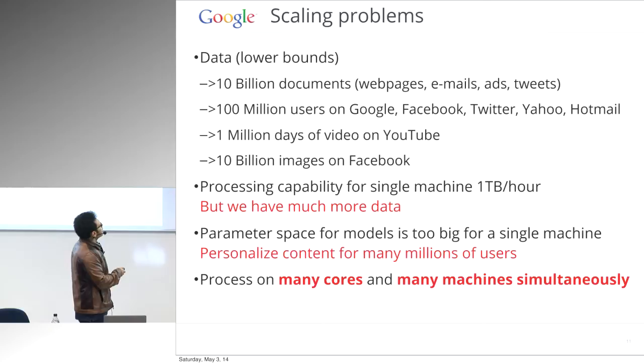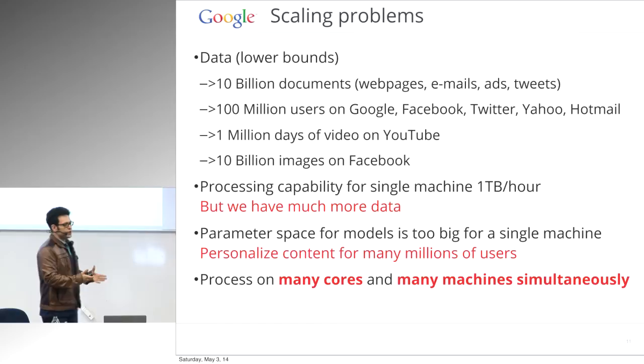So in general, we have lots of machines. Each machine has lots of cores, but they are unreliable. And we have big data, lots of data. We want to build techniques that can use many cores inside the same machine and use many machines simultaneously, and are robust to failures in these machines. Okay.